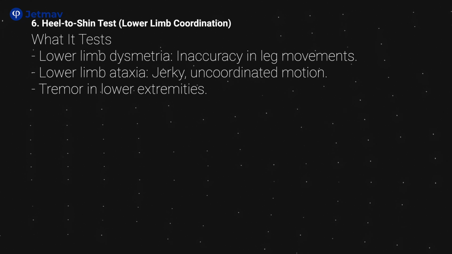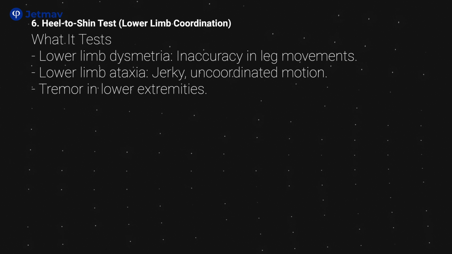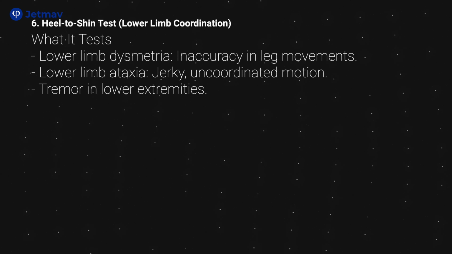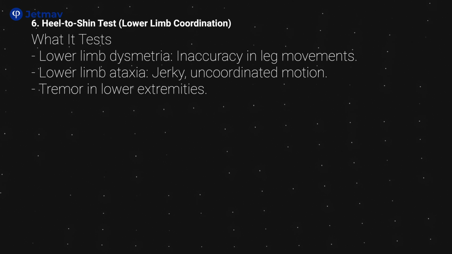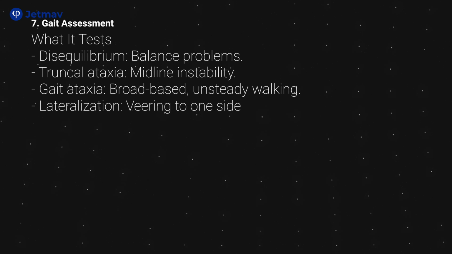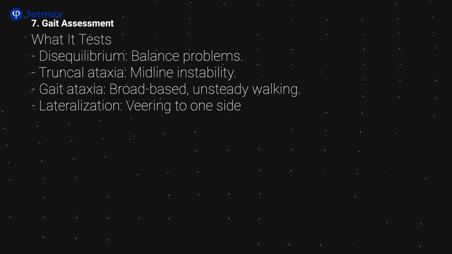In this test, what we are looking out for is lower limb dysmetria, which is inaccuracy in leg movements. We're also looking out for what we call lower limb ataxia, or jerky uncoordinated motion of the lower limb. We're also looking out for tremor in the lower extremities. After that, we'll go over to gait assessment, where we're also testing for disequilibrium or balance problems.